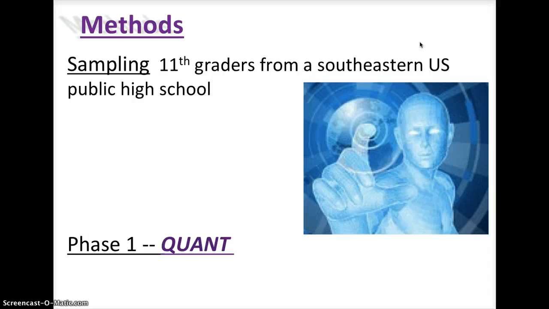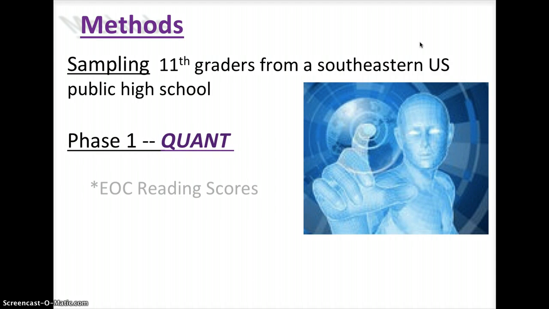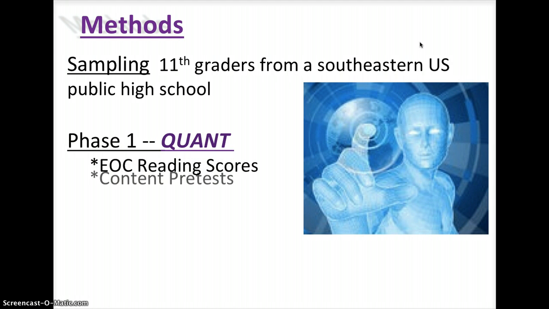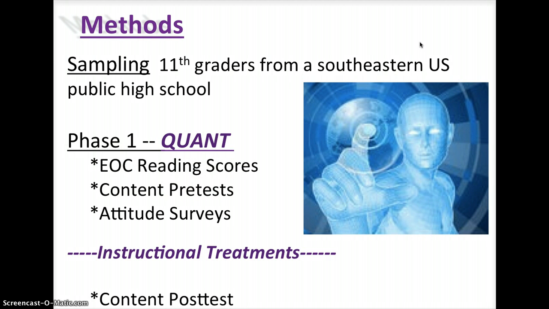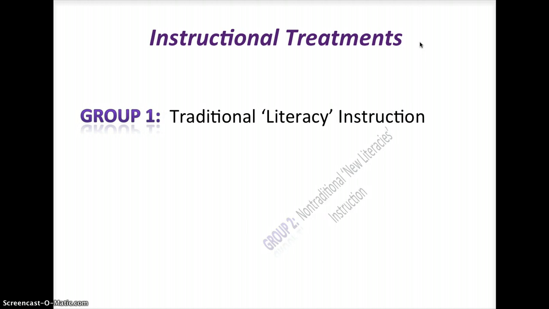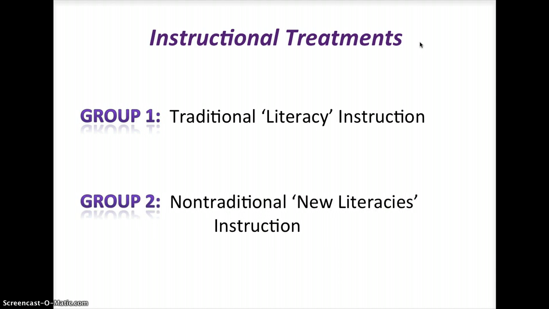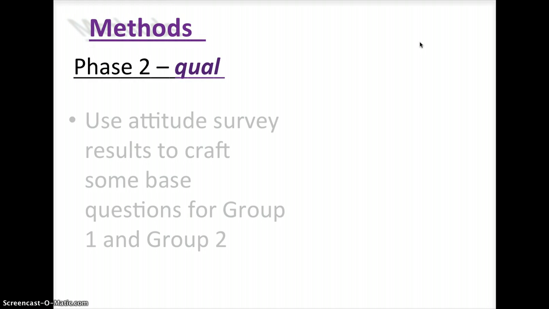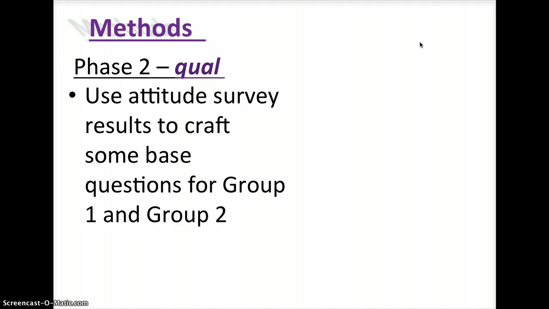As I mentioned before, the quant phase will involve pre-test and post-test and attitude surveys as the quantitative measures. That will be followed by the instructional treatments, which I've already mentioned. One is the very traditional literacy instruction, and the second is the more non-traditional new literacies methodology. And I put on the back of your handout a little bit more detail. I know that we're constrained by time today, in case any of you are interested in the actual step-by-step processes.